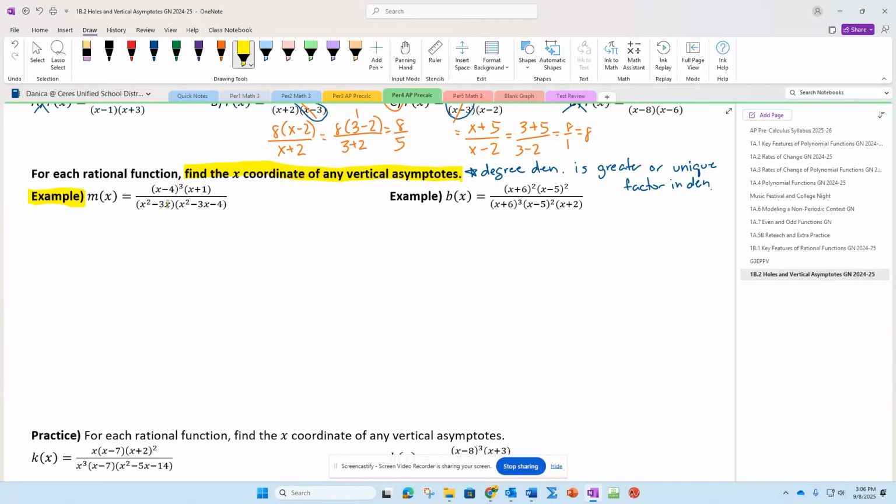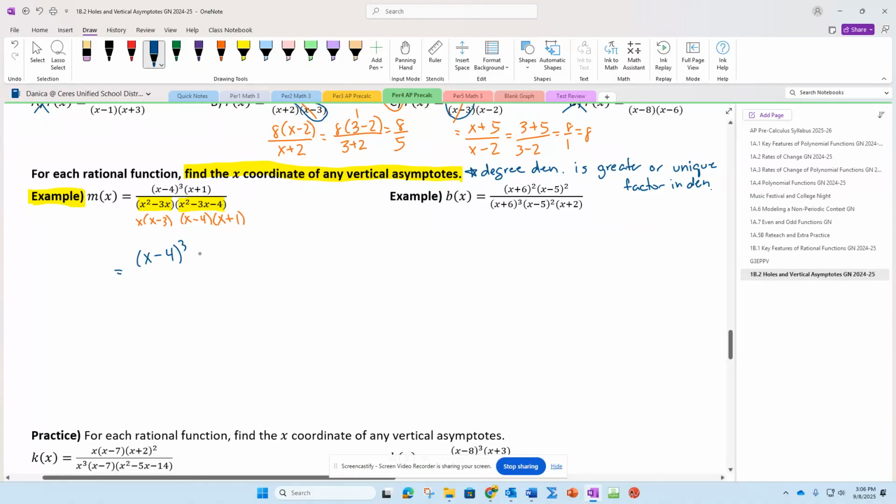So here in this first example, we have this, that has a GCF we have to factor out, and this trinomial that we have to factor. So that's going to give us x times x minus 3, and this is going to give us x minus 4 times x plus 1. So we are looking for factors where, and I'll rewrite this for clarity here. So we have x minus 4 to the third power times x plus 1. In our denominator, we have an x minus 3, an x minus 4, and an x plus 1.